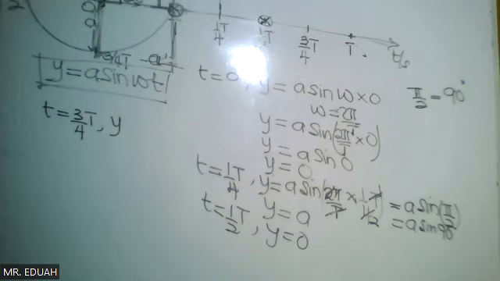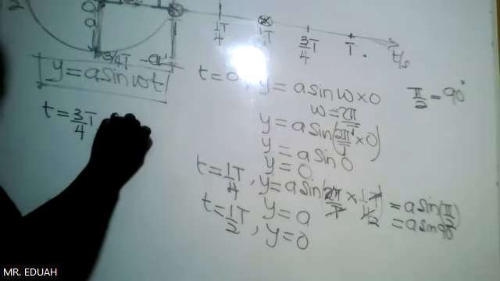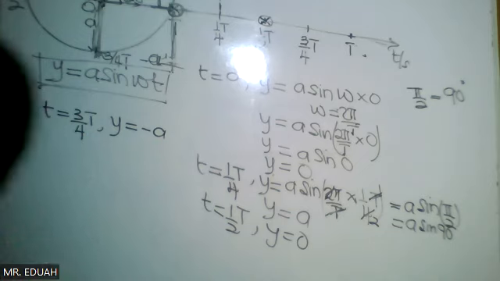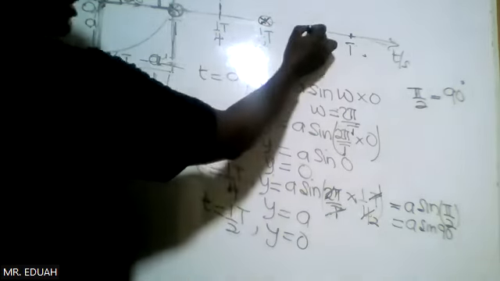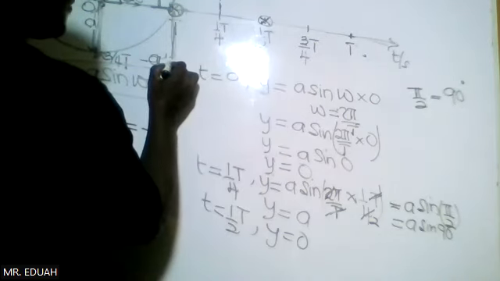Negative a. Good. So y will be equal to negative a. If y is equal to negative a, then plot it. At t is equal to this, what is y? Negative a will be somewhere here. So I must clear this.